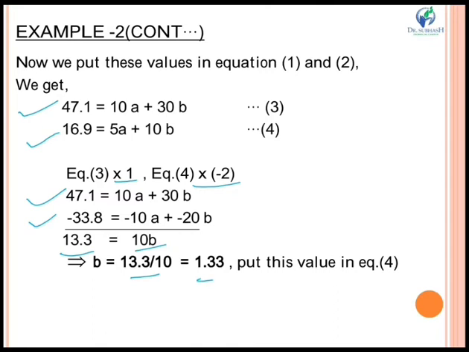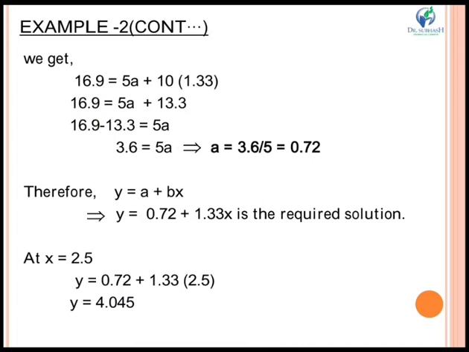Now I will put this value in equation 4. On putting this value in equation 4, I get 16.9 equal to 5a plus 10 into 1.33. Taking 13.3 to the other side, I get 3.6 equal to 5a, which implies a equal to 3.6 by 5, which is equal to 0.72. Now these are the values of a and b.